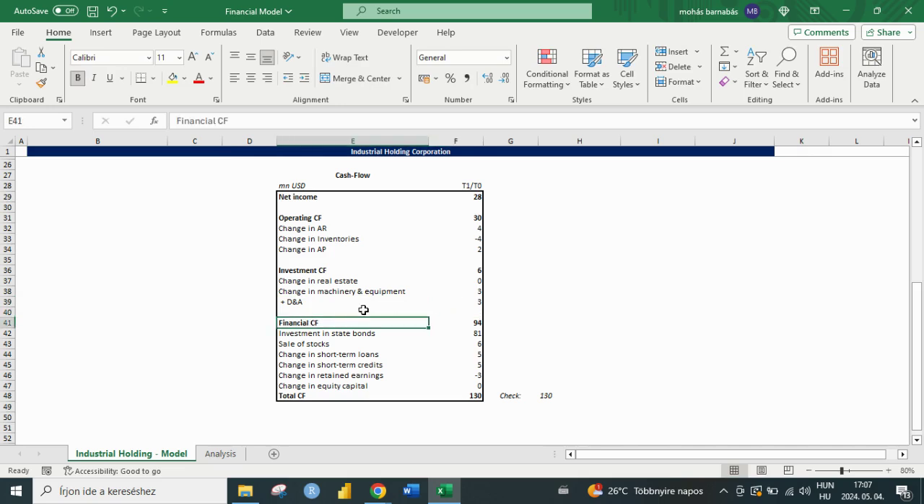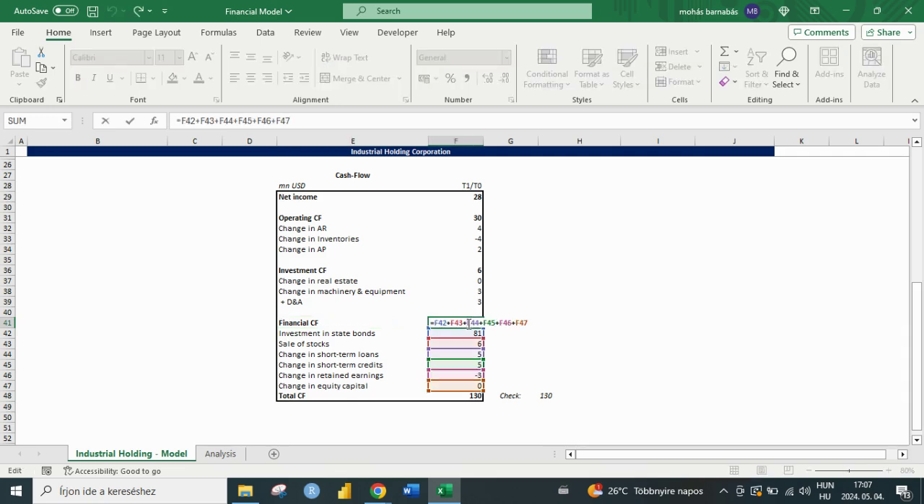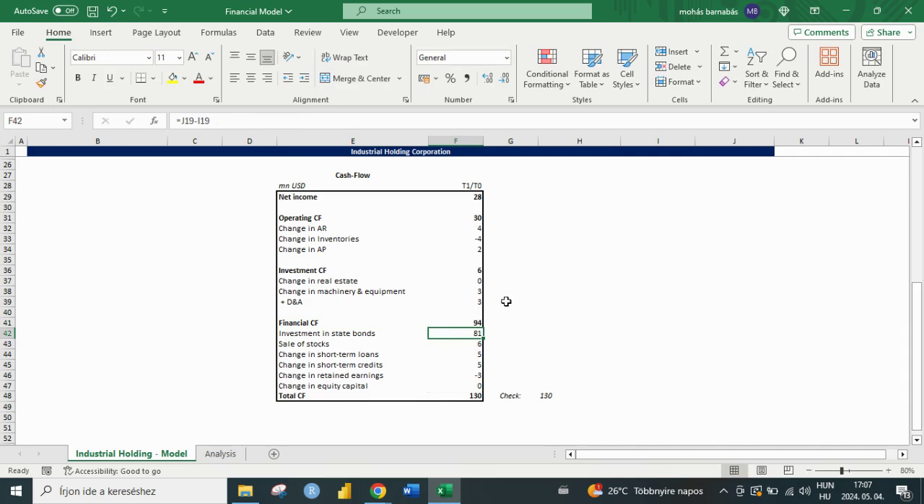And in the third section, we have the financial cash flow, which can be derived from adding up all the other parts of the cash flow statement that have not been already classified in the second one. This is, for example, the investment in state bonds or sale of stocks, change in short-term loans, change in short-term credits, and so on. And if you add up, we get 94.